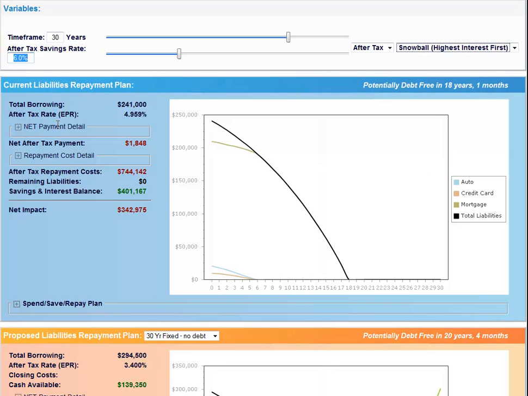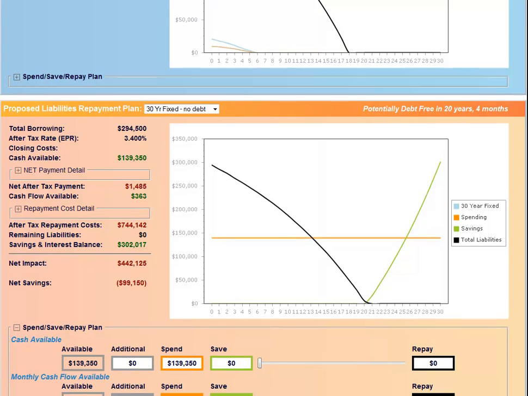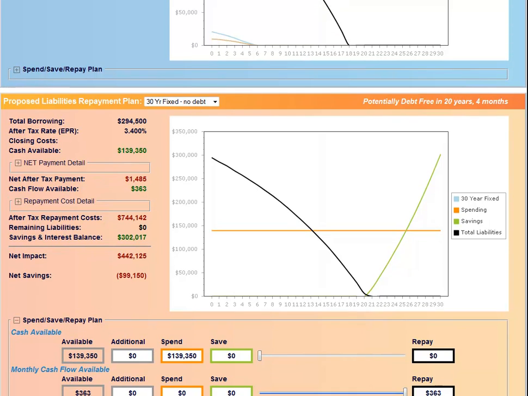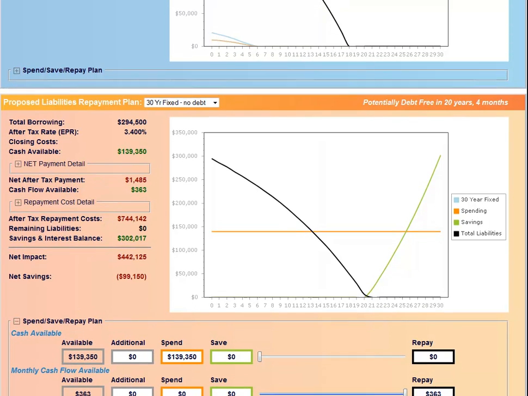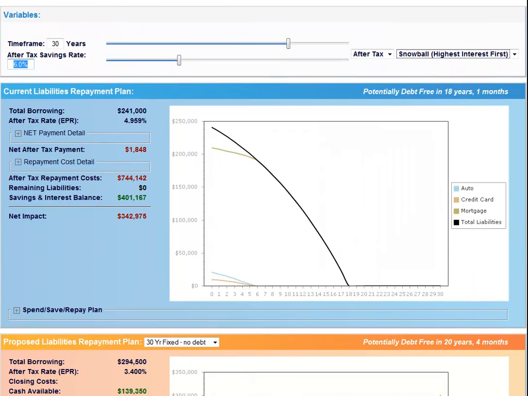Because once I get my current liabilities set up, I'm going to be comparing that to my proposed liabilities below to see which of these might make the most sense, which of these would be a better situation for my particular client. So in a future video, we'll look at the current liabilities repayment plan here and the dynamic of the spend, save, repay plan.